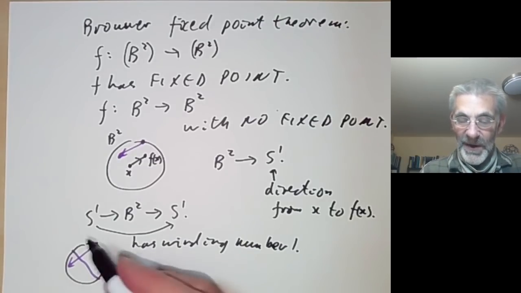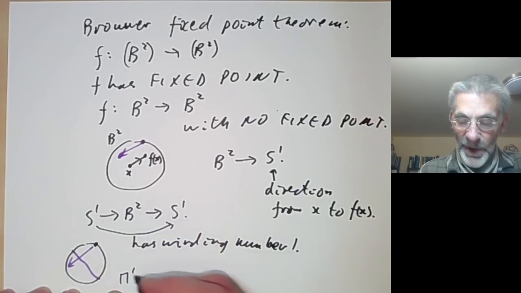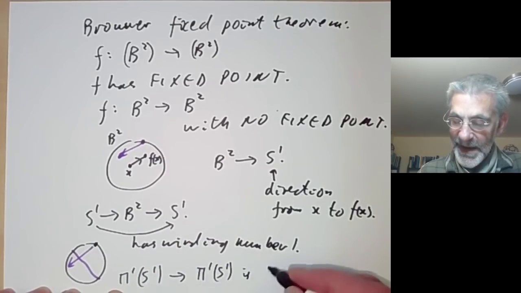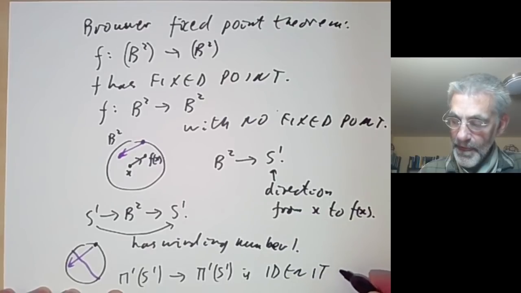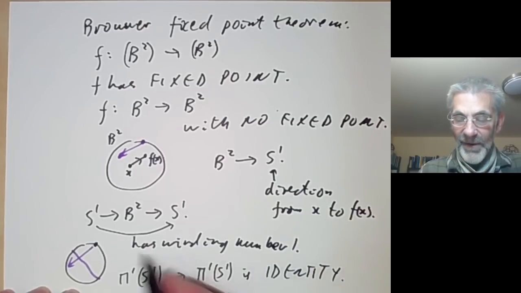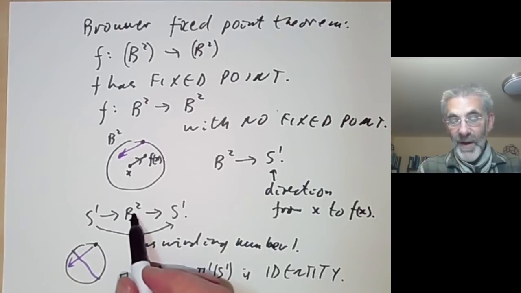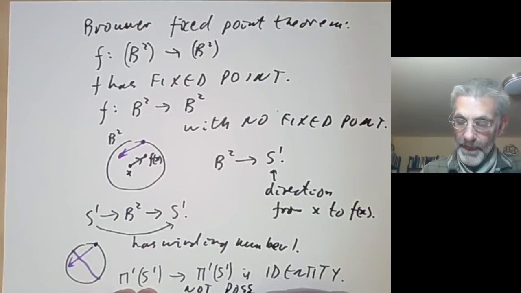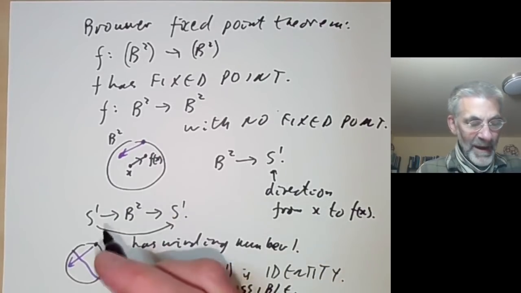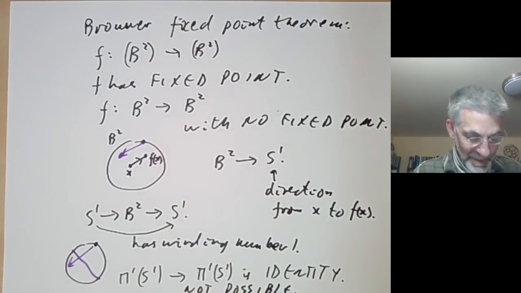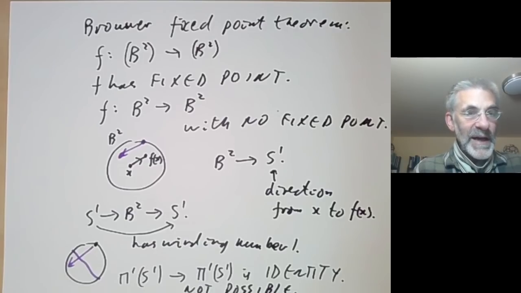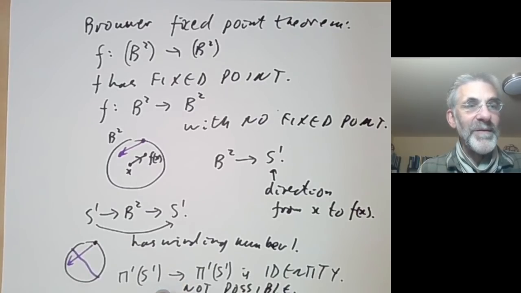So again, this implies the map from pi1 of S1 to pi1 of S1 is the identity. However, it factors through a group whose pi1 is 0, so this is not possible. So this proves the Brouwer fixed point theorem for two-dimensional spaces. Okay, so next lecture I'm going to be giving some more calculations and applications of the fundamental group.